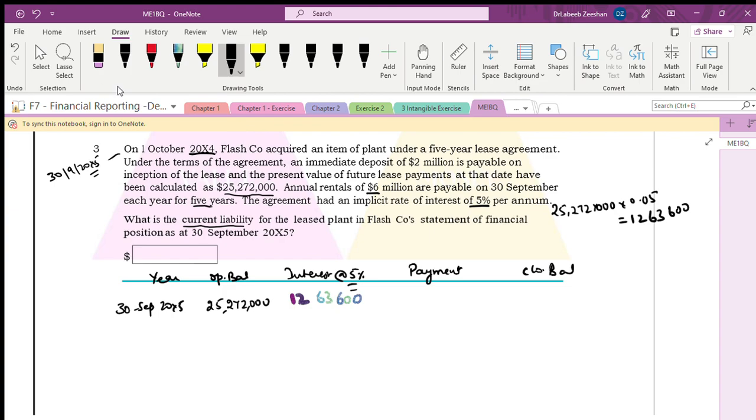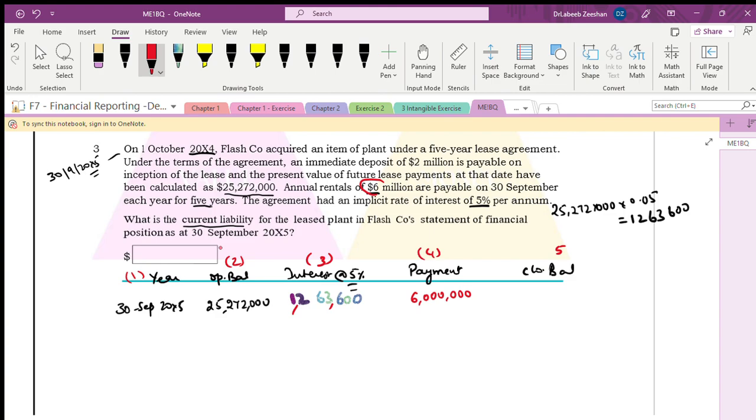Payment is how? See, when we are doing this, this is column number 1, this is column number 2, this is column number 3, this is 4, this is 5. Okay, payment is how much? They are making a payment of 6 million. Fine.